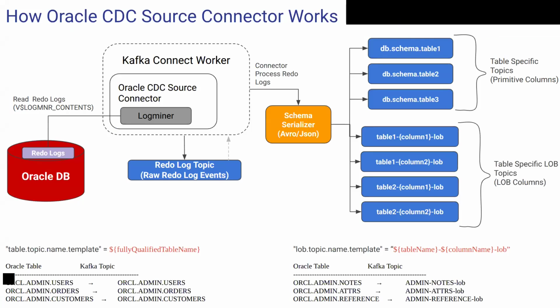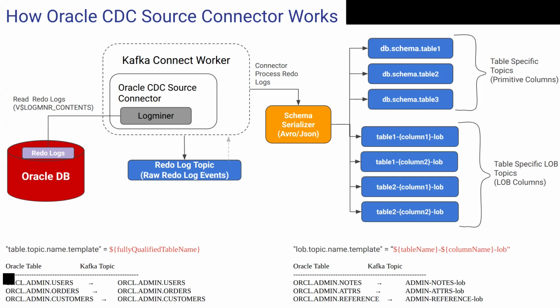Now I'll just give you a brief of how this Oracle CDC Source Connector works. If you see on the left side, we have the Oracle DB. Initially, the source connector establishes a connection with the Oracle DB, and then it reads the redo log via the LogMiner content. Once this raw data is read by the connector, it publishes it into the redo log topic. This is a basic design. All the raw events from all the tables are published into the redo log topic.